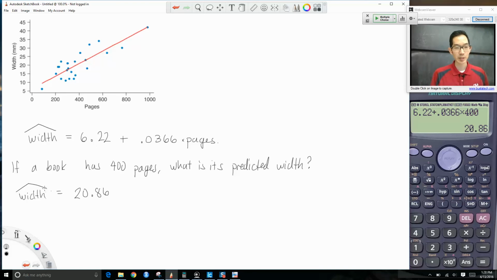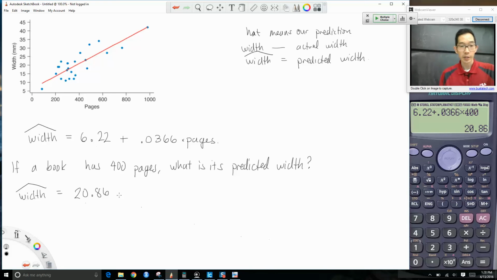What does the hat represent over the width again? The hat means our prediction. So width would be actual width, and width hat would be predicted width. So when x is 400, predicted width is 20.86.